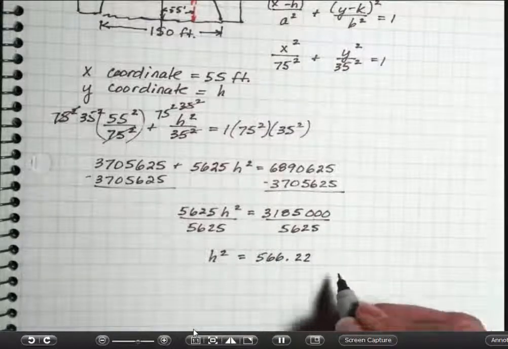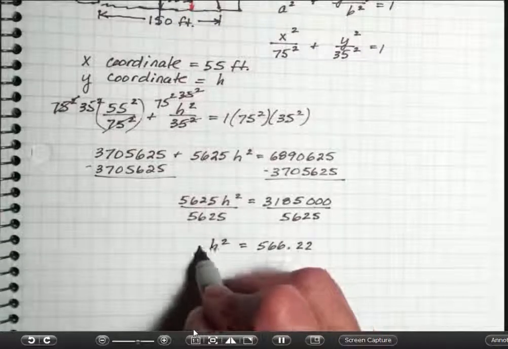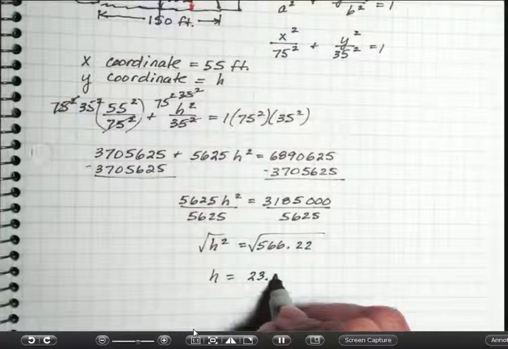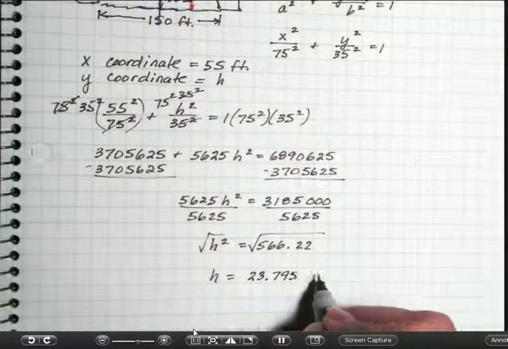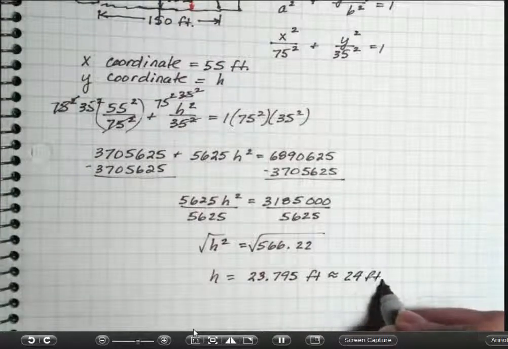h squared is going to be equal to 566.22. And I want to know what h is, not what h squared is, so I'm going to need to take the square root of both sides. And I end up with h equal to 23.795 feet, which is approximately 24 feet above the water.